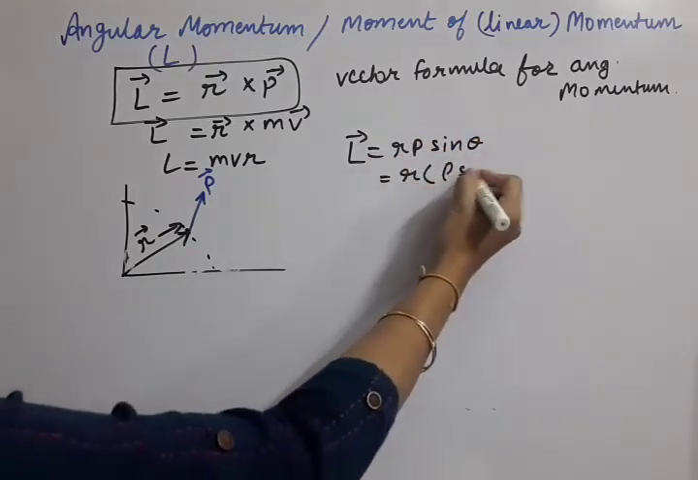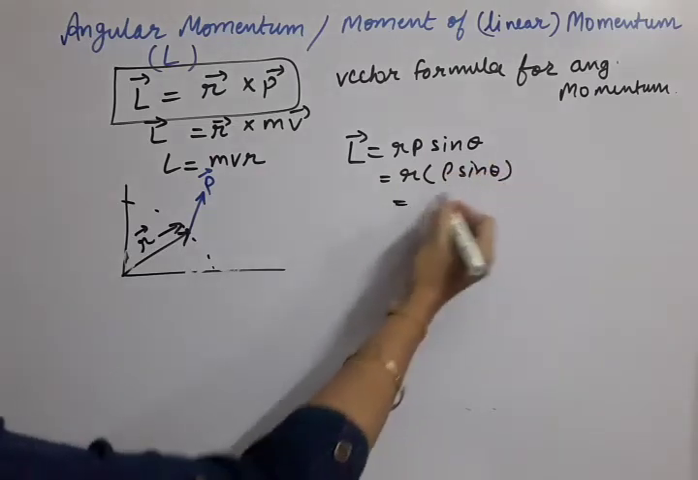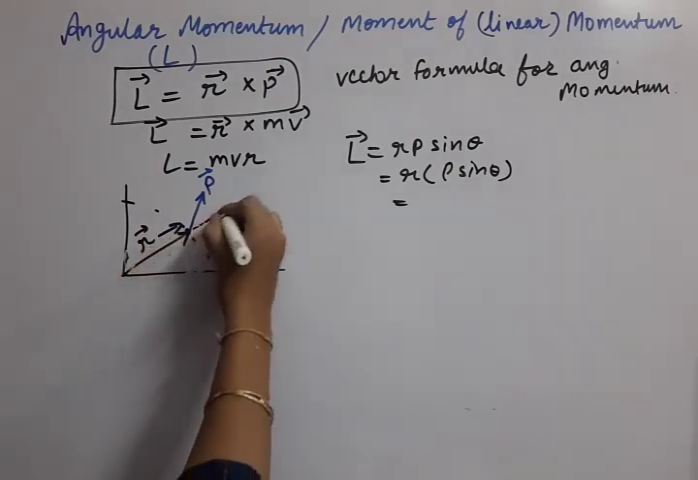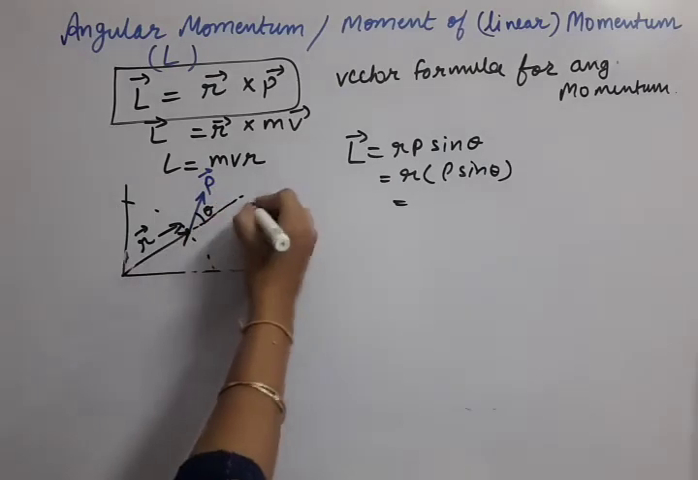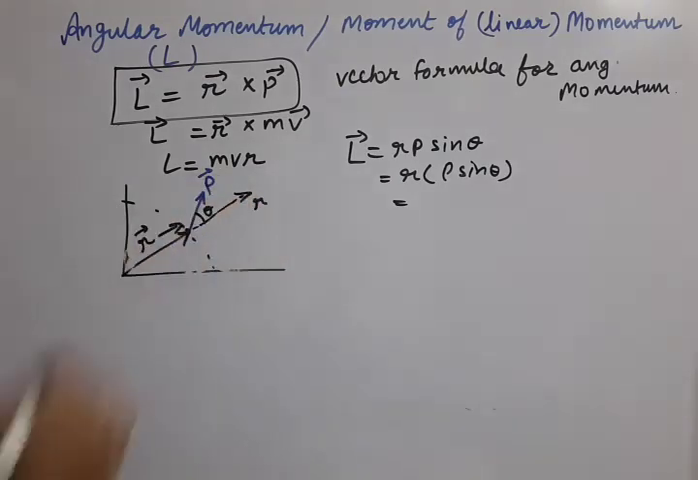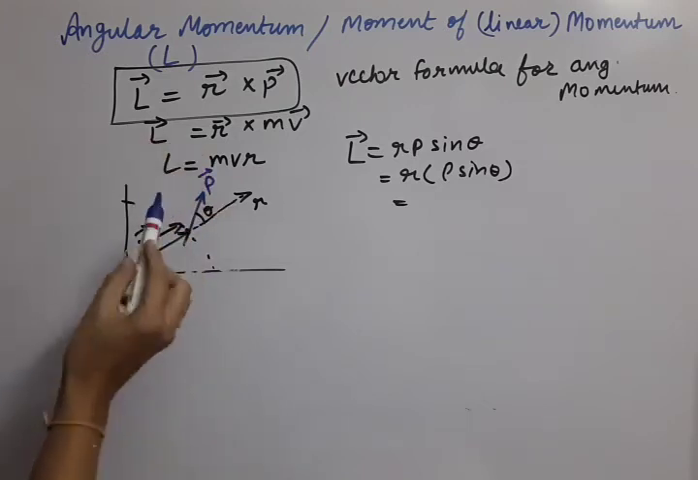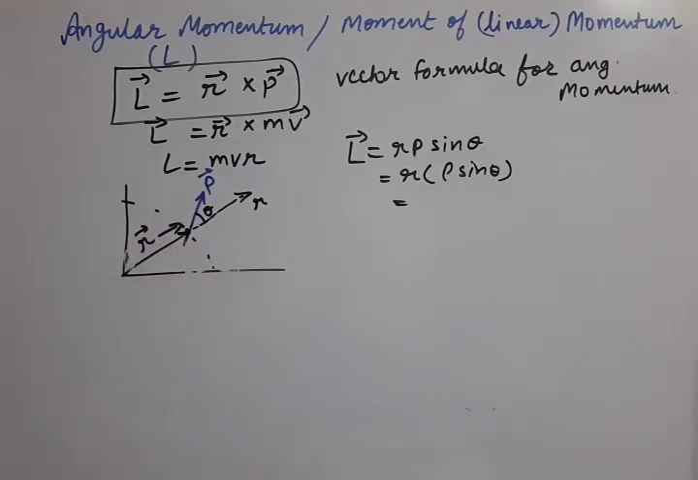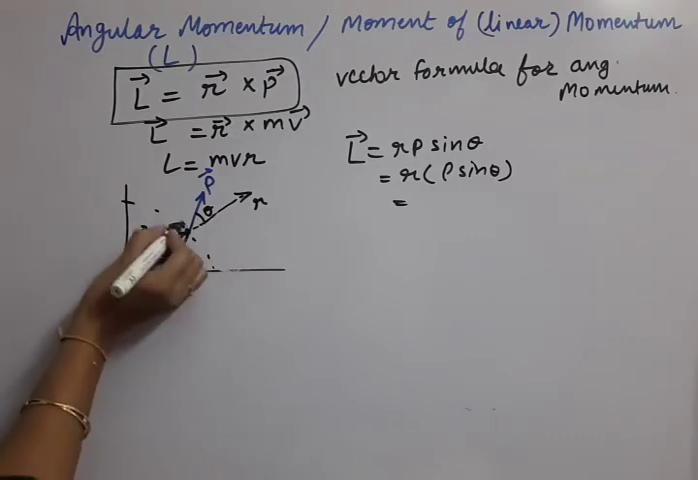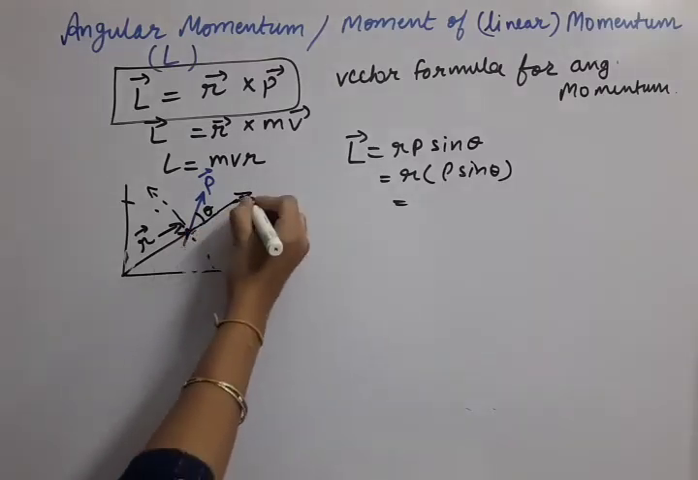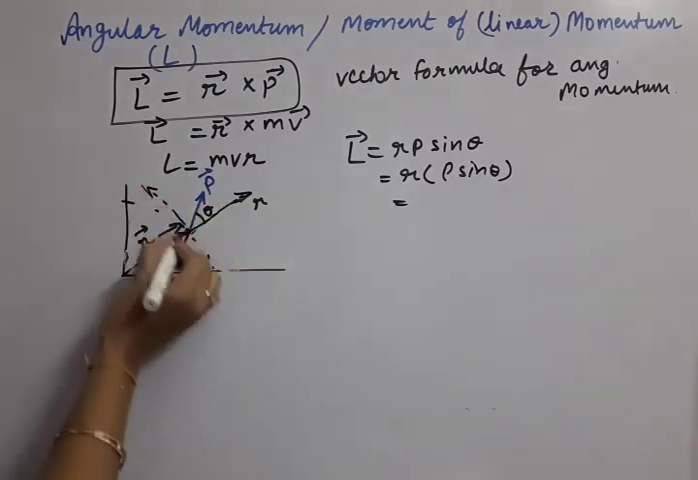Let us write P sin theta together. So P sin theta we have to show in the diagram. So what we need to do, this R, if we extend, the angle between R vector and P vector is theta. So we know that this is P cos theta component. You see, this P we can resolve into two directions like this. So this is one direction, this is the second perpendicular direction.